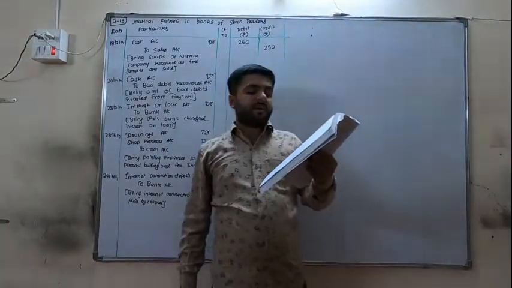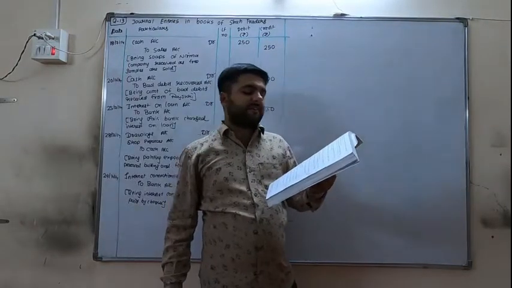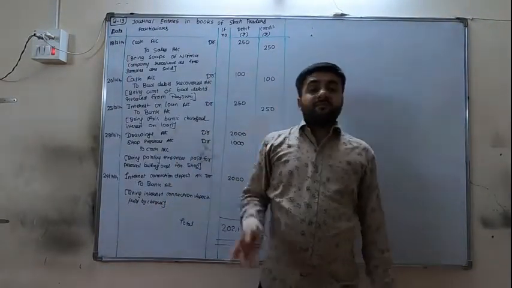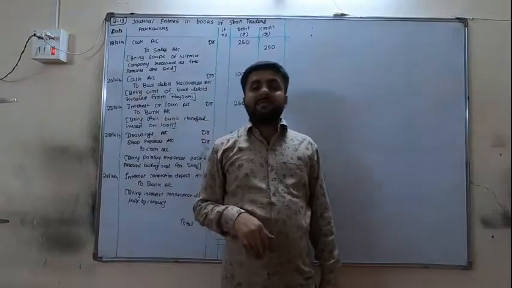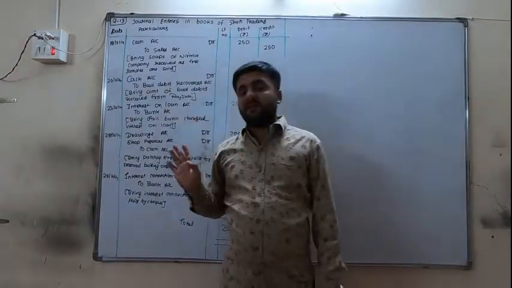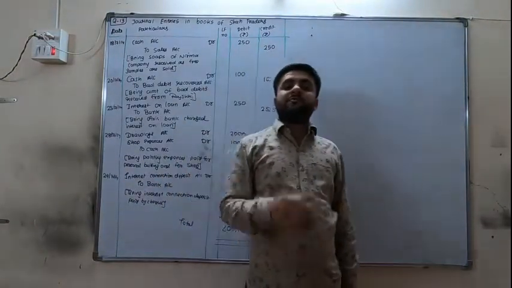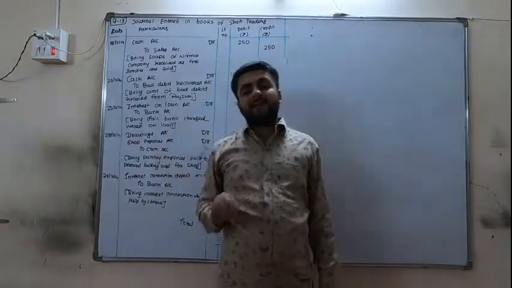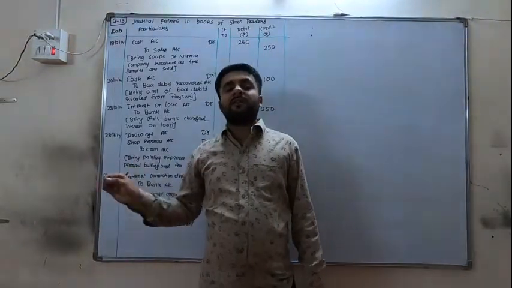Due to additional requirement of funds, a 12% loan of 25,000 obtained from Axis Bank. Normally when we are taking a loan, cash is coming in, cash account debit to the party's account, but here we are taking the loan from the bank, so that loan will come into the bank. So bank account debit to 12% Axis Bank loan account 25,000.